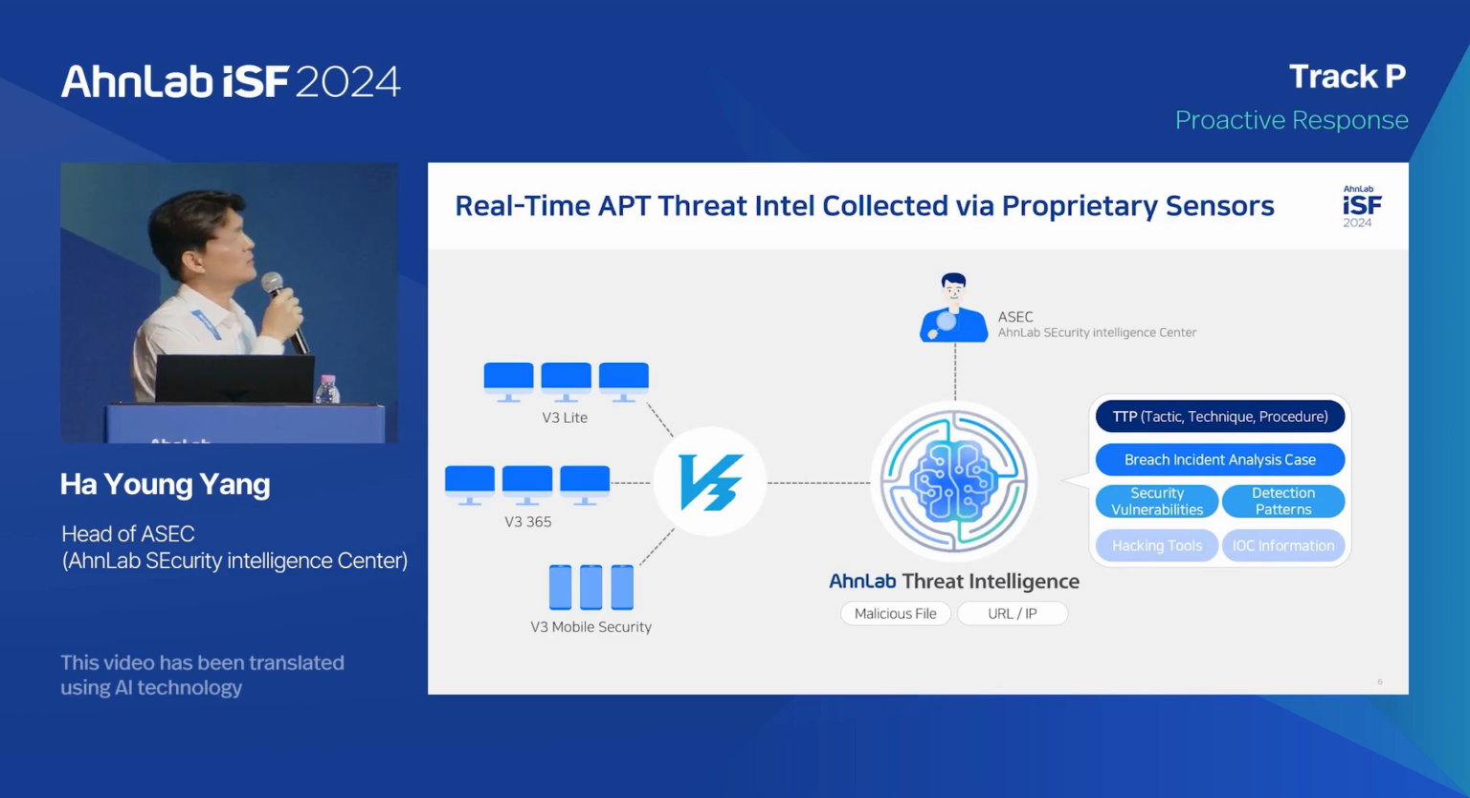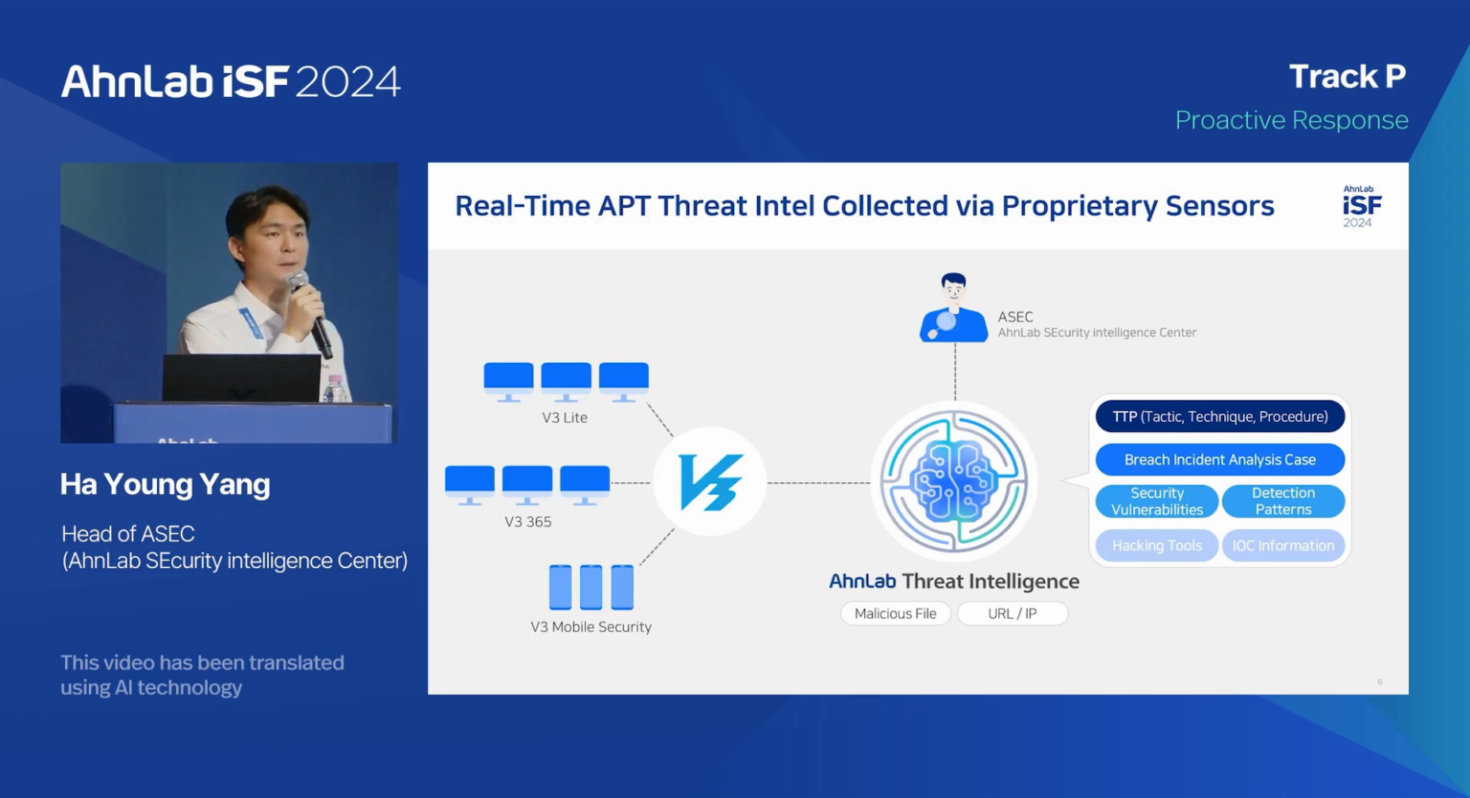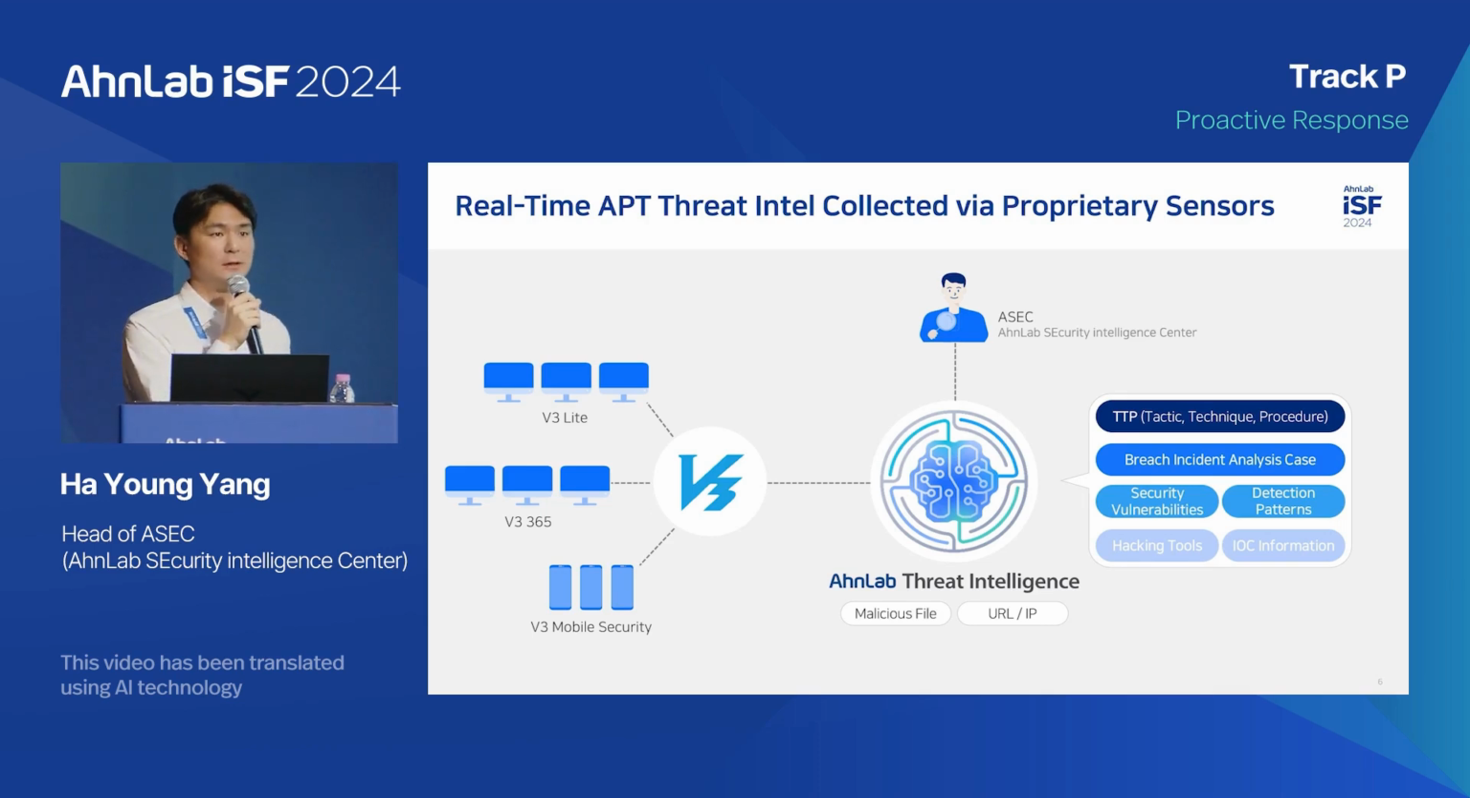Earlier, I mentioned the part about strengths, referring to the real-time information collected through our internal sensors. A large amount of information is collected by V3. Based on the information gathered here, which I will explain later, we are primarily confirming aspects related to zero-day vulnerabilities. You can check hacking tools that were not publicly disclosed and IOC information that has not been made available externally.